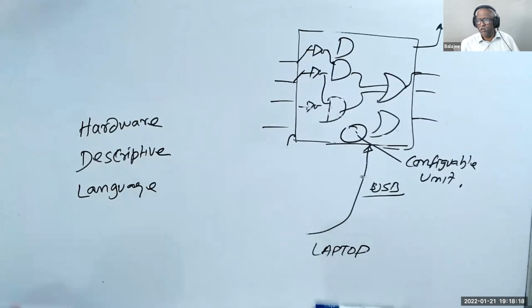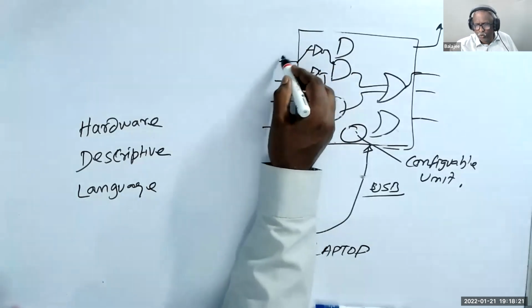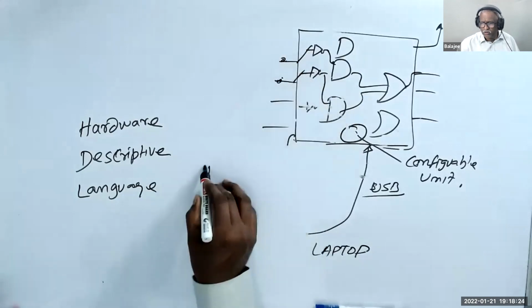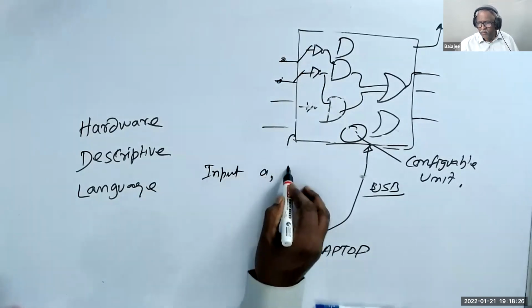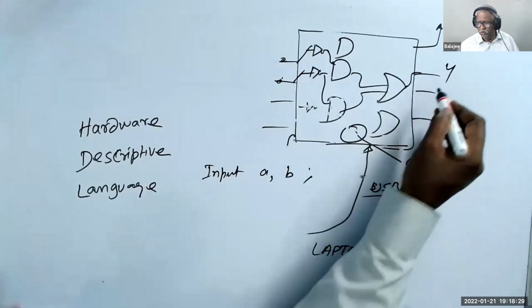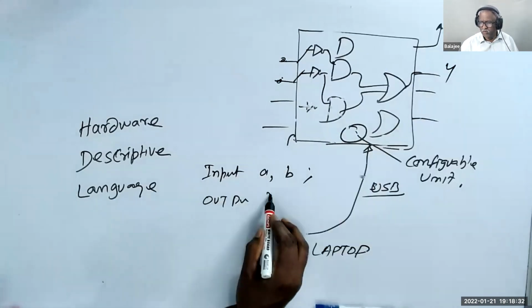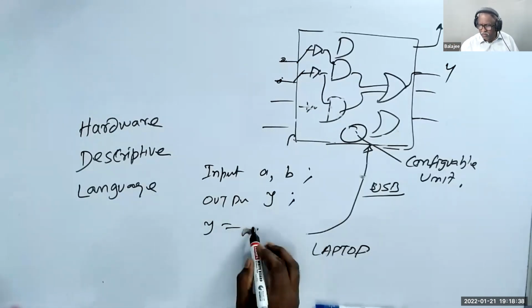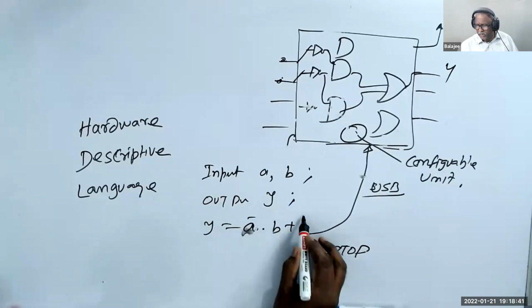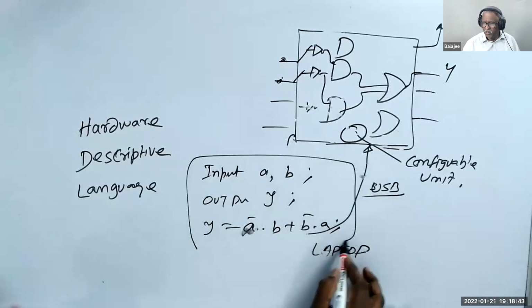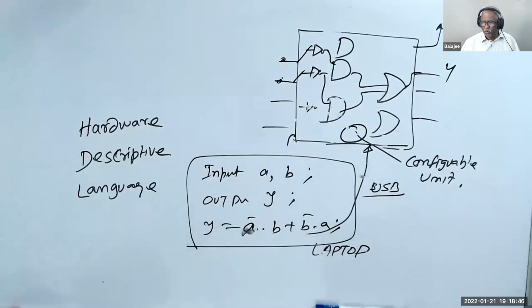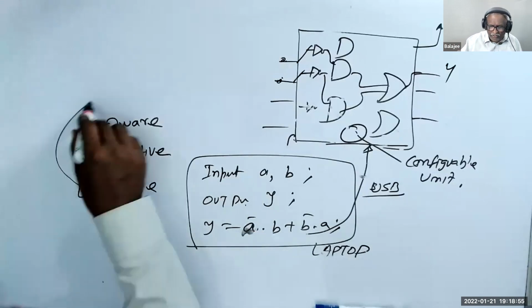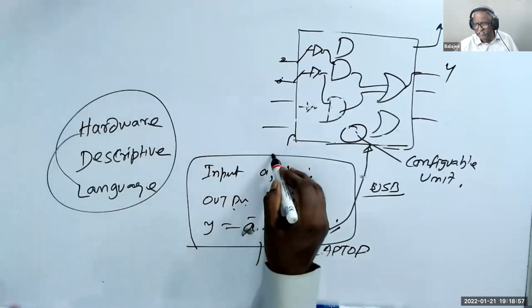Let's take an example now. For example, this is pin number 1, 2. So you have two inputs, A and B, and Y is the output. You can say Y is equal to A bar B plus B bar A. That, for example, you write. Enough. You are given an input, an output, and an equation. Now, this is a hardware descriptive language. We'll convert this and put it inside the chip.